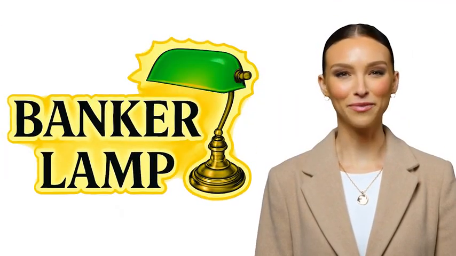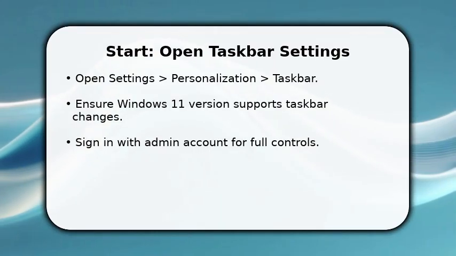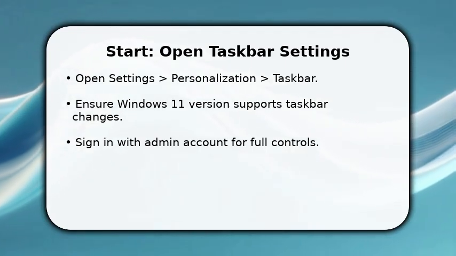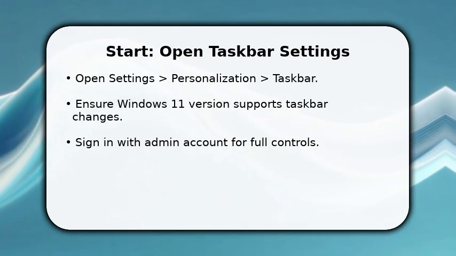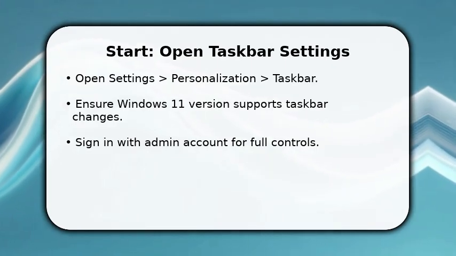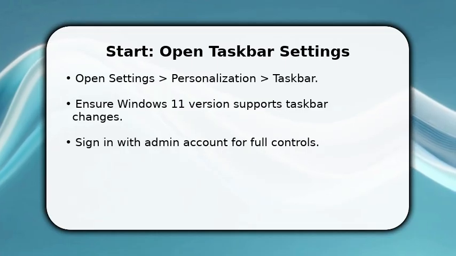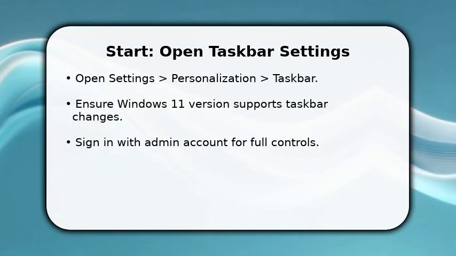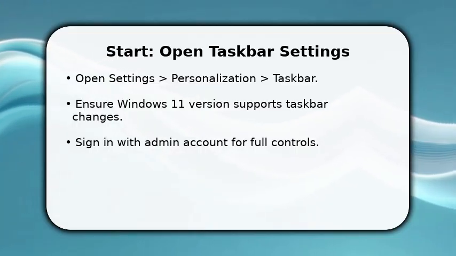Please enjoy the video. You'll begin by opening Settings and navigating to Personalization, then Taskbar. This gets you straight to the controls you need. Once done, check that your Windows 11 build supports Taskbar customization and that you're signed in as an administrator so options aren't blocked. You'll immediately see anchors like Taskbar items and Taskbar behaviors.